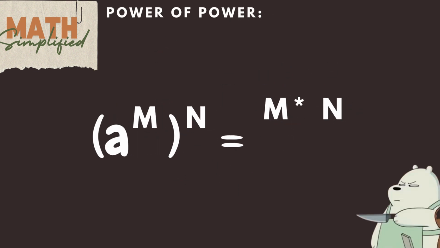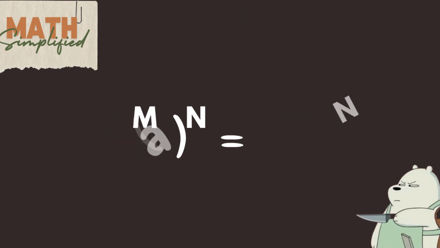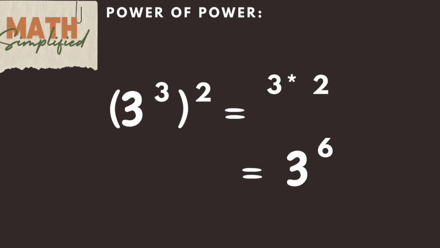Now, there's one more rule called the power of a power. This is when you have a power in brackets and there's another power outside the brackets, applying to the whole expression. So if we have a to the power of m in brackets and then that whole expression to the power of n, we multiply both exponents. In this case, if we have 3 to the power of 2 in brackets and then the whole expression to the power of 3, we multiply 3 times 2 to get 6. So we get 3 to the power of 6. In this case, we keep the base the same.